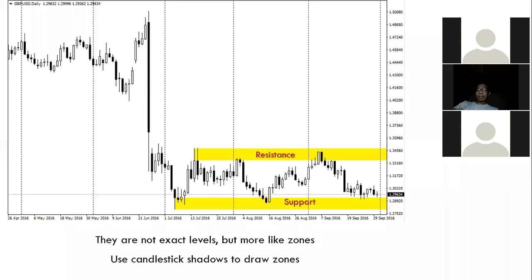So, ibig sabihin, tumalbog yung price dati, no, sa isang spot. Tapos, based on technical analysis, ang logic lang naman ng technical analysis is that history tends to repeat itself. Kung nangyari to dati, the same thing might happen again. No? So, ito, let's point it out.